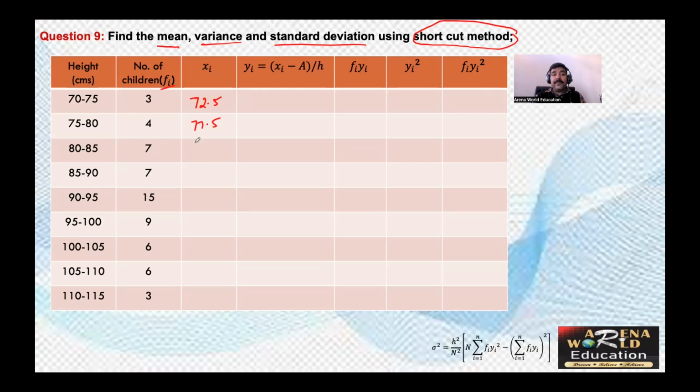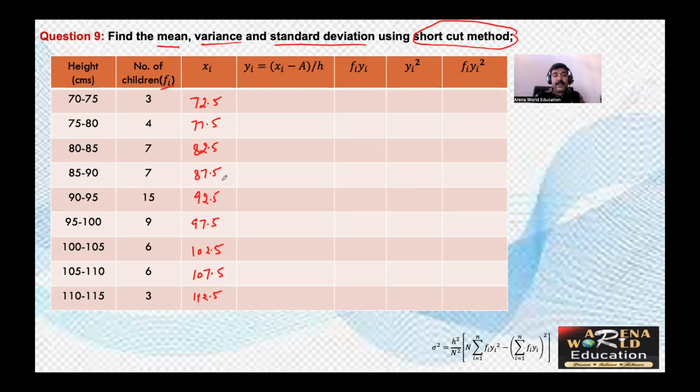Now to save time, we can write the remaining xi's directly. So what will be the next value? It will be just add 5. So it is 82.5. Then it is 87.5. Then 92.5. Then 97.5. Then 102.5 and 107.5. Then the last one is 112.5.